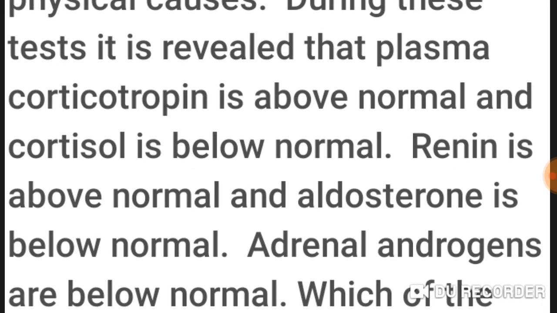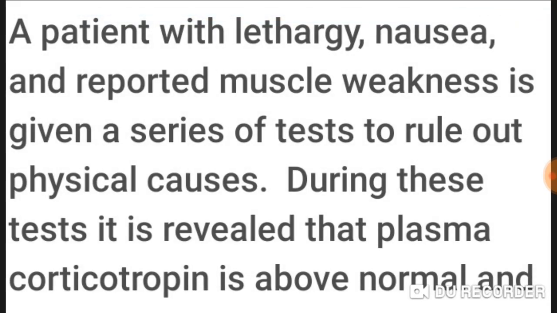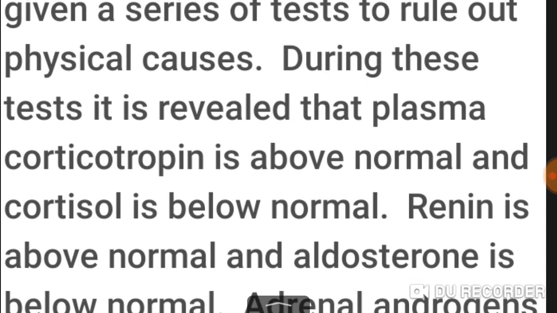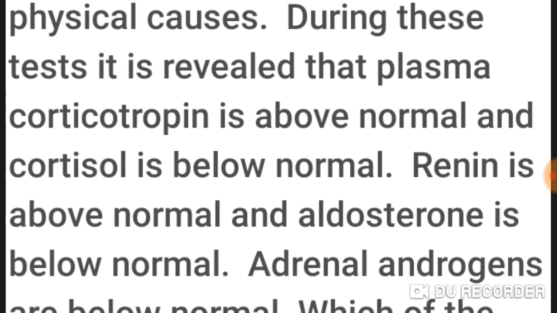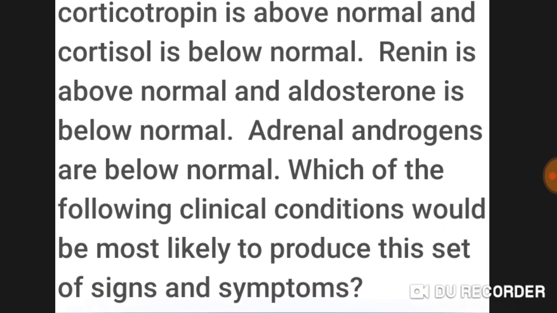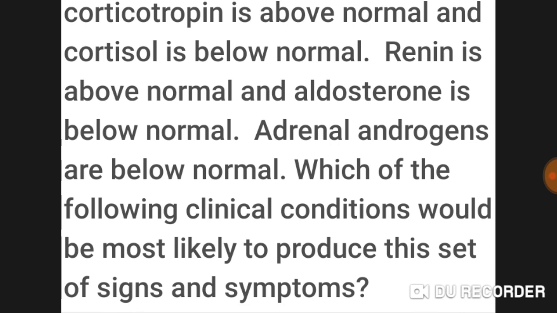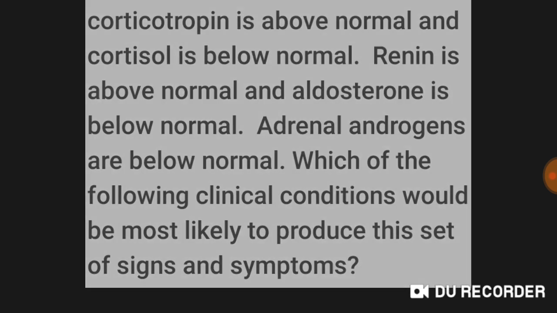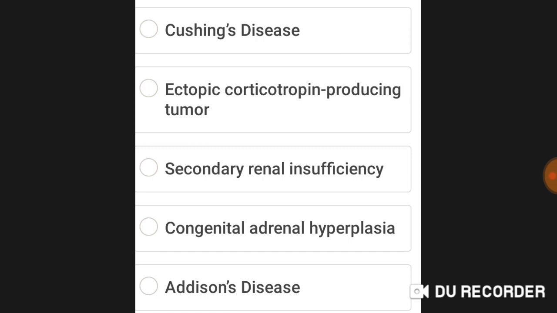Okay, let's discuss this one MCQ. A patient with lethargy, nausea, and reported muscle weakness is given a series of tests to rule out physical causes. During this test, it is revealed that the plasma corticotropin is above normal, cortisol is below normal, renin is above normal, and aldosterone is below normal. Aldosterone low, cortisol low, but corticotropin hormone is high. Adrenal androgens are below normal. Which of the following clinical conditions is most likely to produce this set of signs and symptoms? This is Addison's disease, clear cut. This is the Addison disease case.